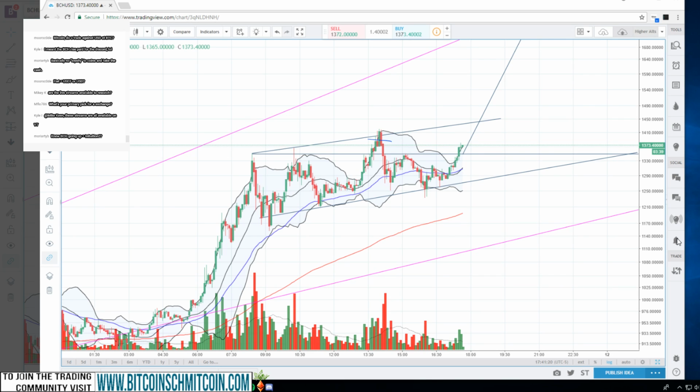Once we pop through the 1380s, once we break through up here, we're going to pop through, because it's going to be short capitulation if we make a new all-time high. It's going to be an aggressive pop, I would have to imagine.